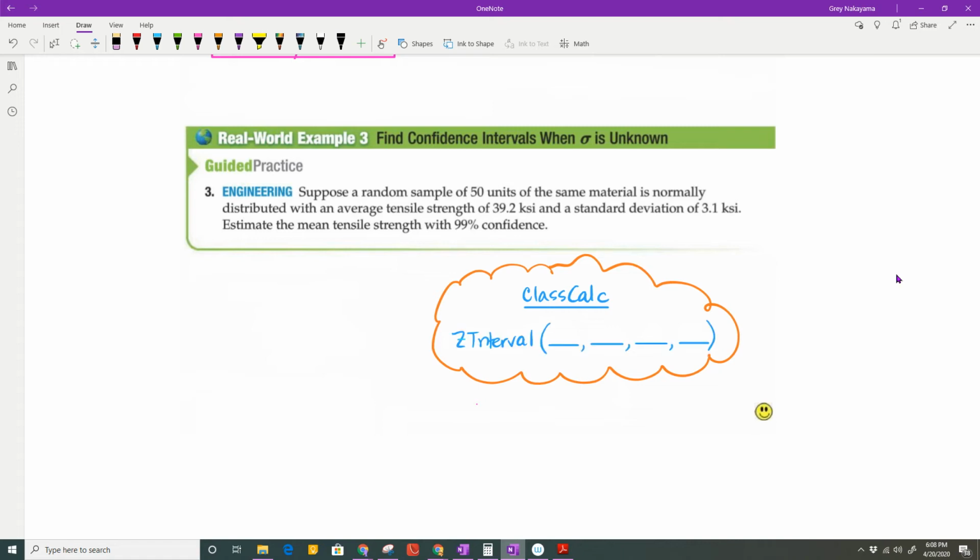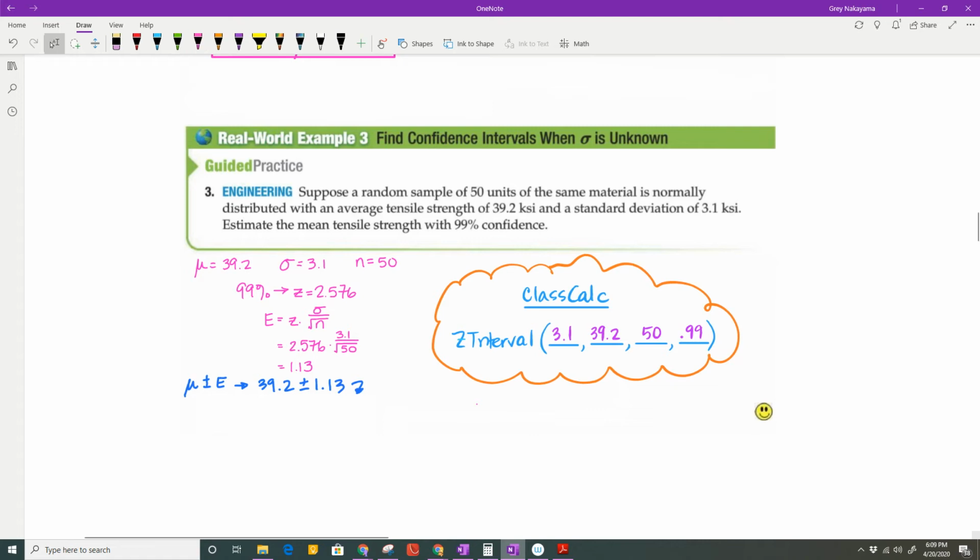So with ClassCalc, I'm looking for a confidence interval, and I'm going to push Z interval. Hopefully you can tell me this first one is asking for standard deviation. My standard deviation is 3.1. The next is my mean average, which is 39.2. Then it asks me for my sample size, and then it asks me for my confidence level. So again, I'm taking the information straight from the problem. If you want to see the math, there you go. You're going to plug it into the formula and get your maximum error estimate, and then you take that and add or subtract it to the mean.